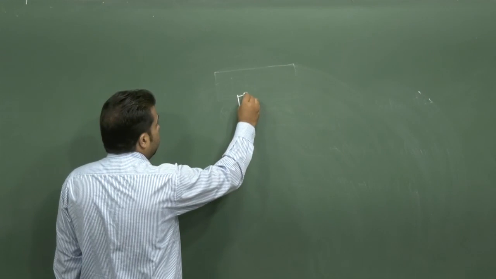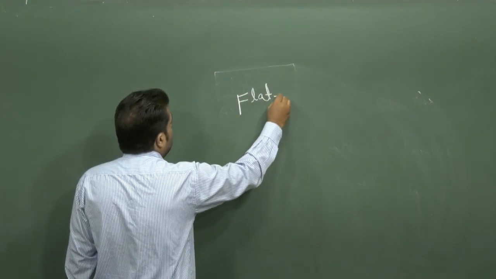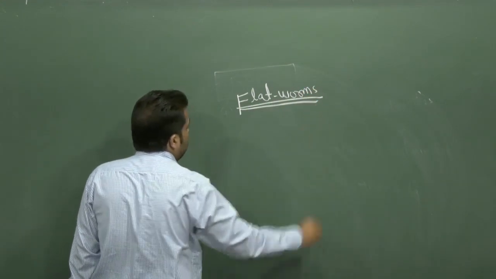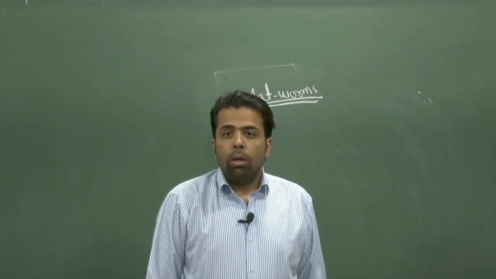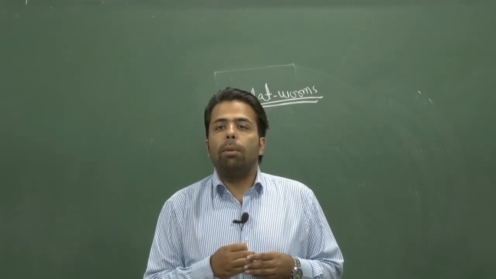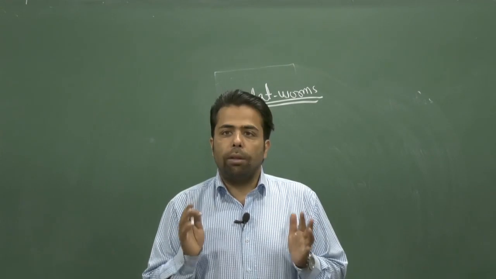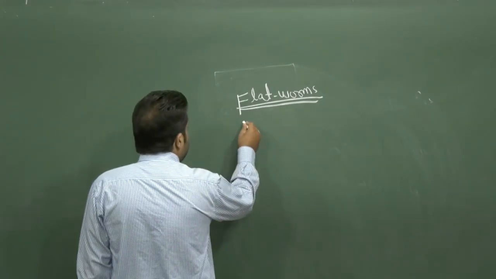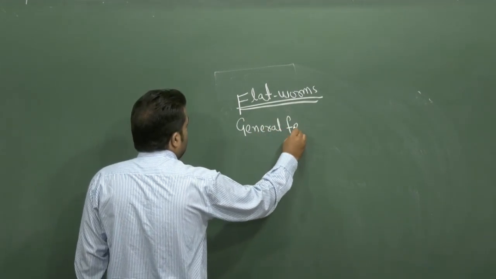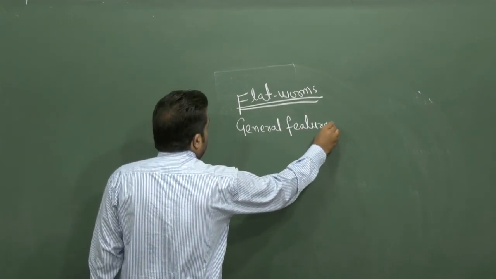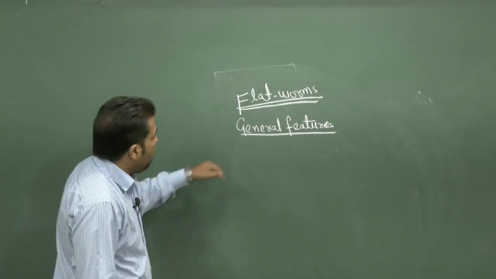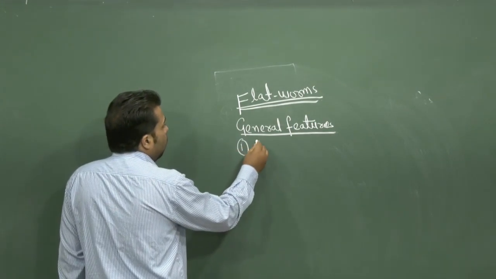So today we will discuss flatworms. What are flatworms called in biology? They are called as platyhelminths. First we will discuss their general features.